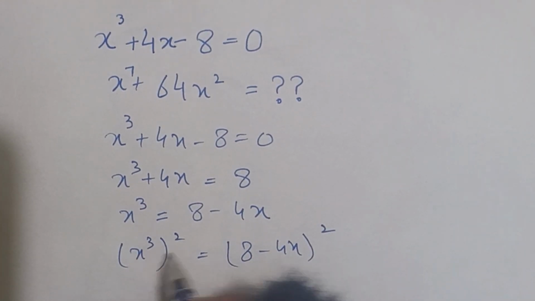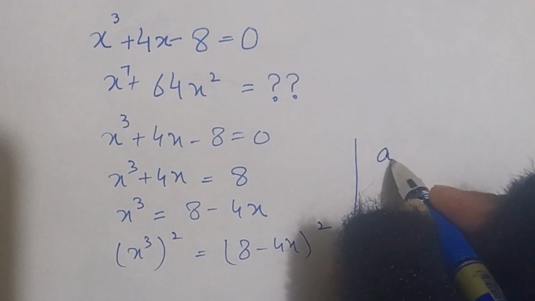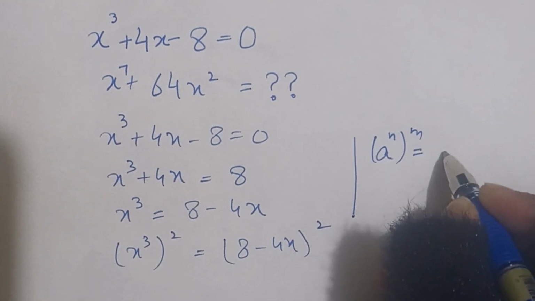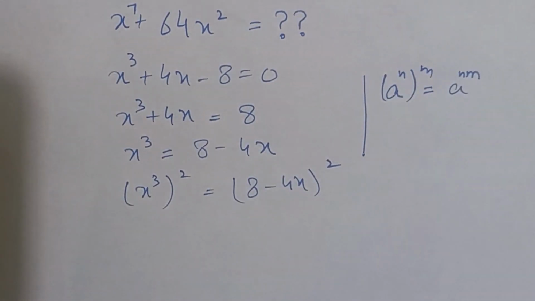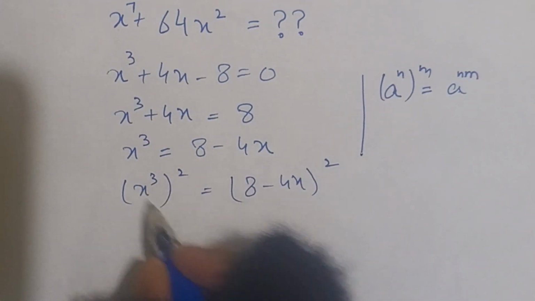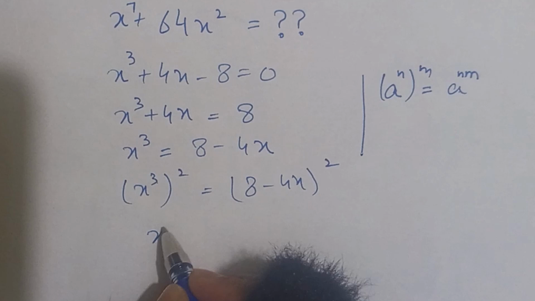On the left hand side we use the exponent rule. So we recall the exponent rule. As we know, a raised to the power n, raised to the power m, is equal to a raised to the power of the product of n and m. So we apply this rule on this term, so this will become the product of 3 and 2, which is 6.